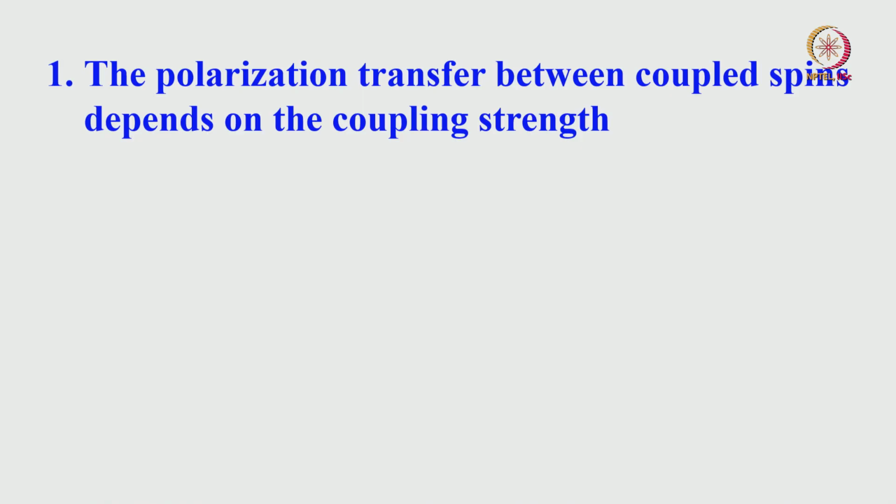Let us see what are the limitations of COSY experiment. First thing is the polarization transfer between the coupled protons depends upon the strength. If the coupling is larger, the cross peak will become stronger. If the coupling is very weak, you will not be able to get the cross peak. Even if you get a cross peak, it may be very weak in intensity.